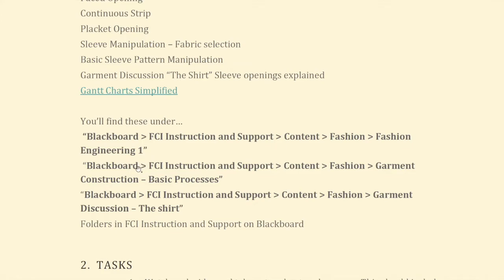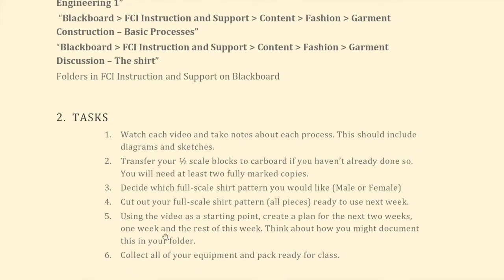Now you find all of it, aside from the Gantt chart one, under either one of these 3 folders. So it's important, we want you to explore, so take a dig around. Now they'll be doubled up, so you'll see them under more than one folder, but check it out. If you still can't get onto FCI instruction support on Blackboard, let me know straight away. I'll be slightly annoyed because I've reminded you about 25,000 times, but I'd rather know and send you the link than not.